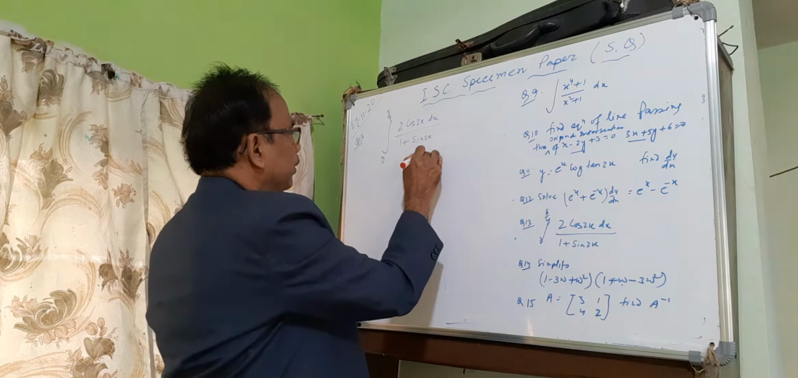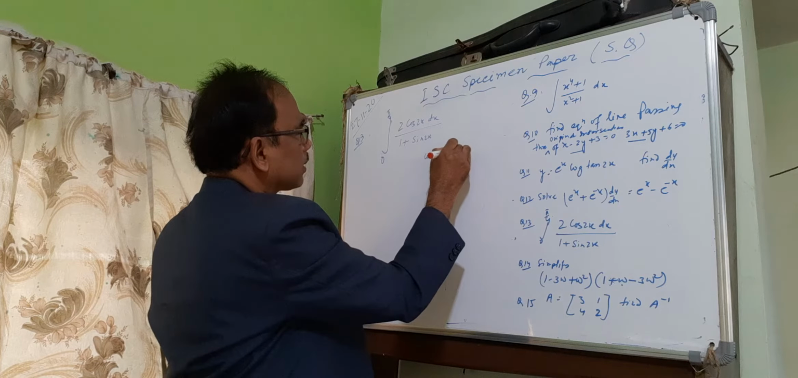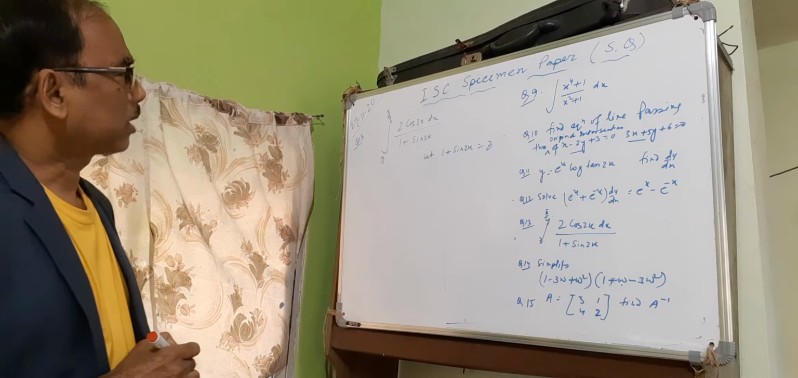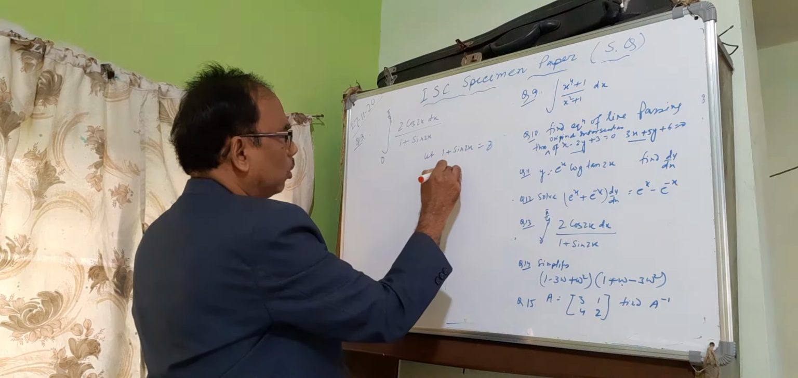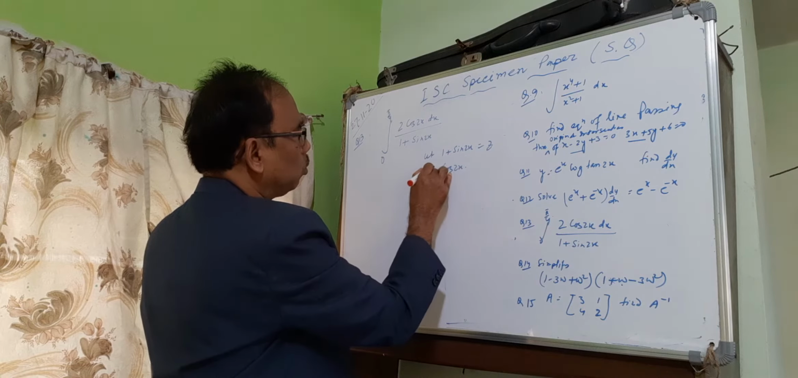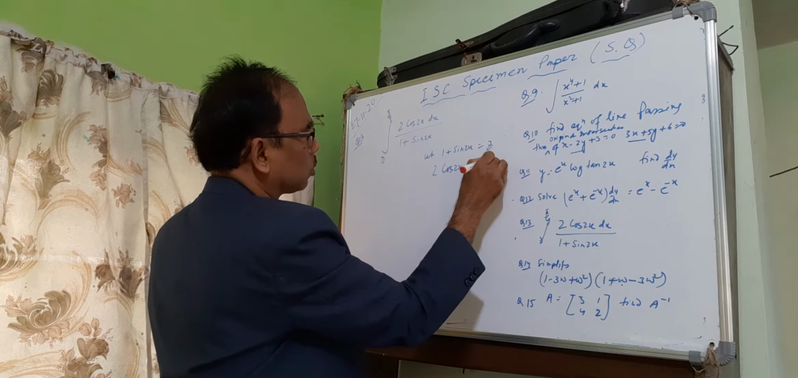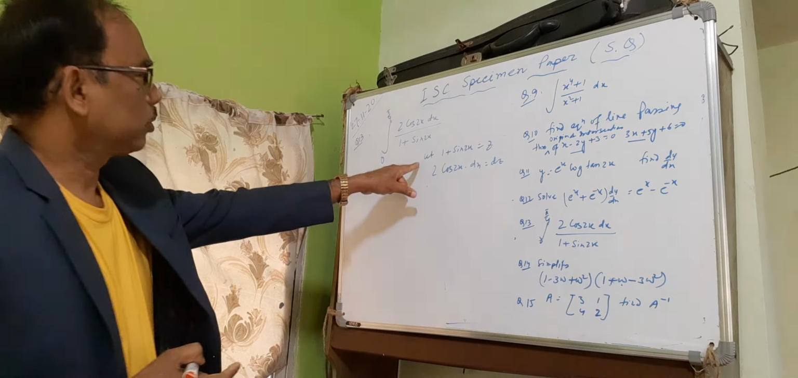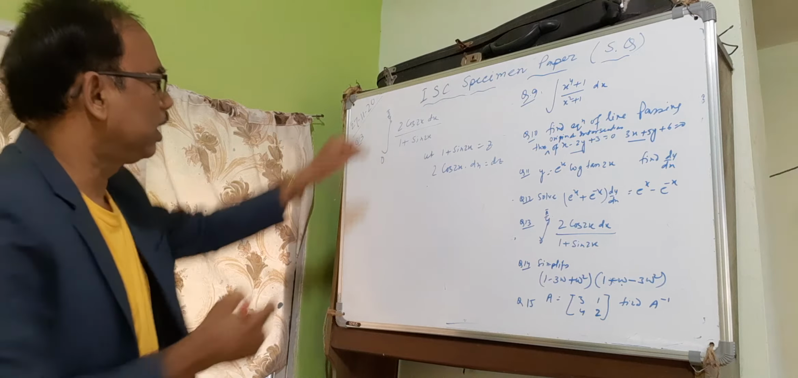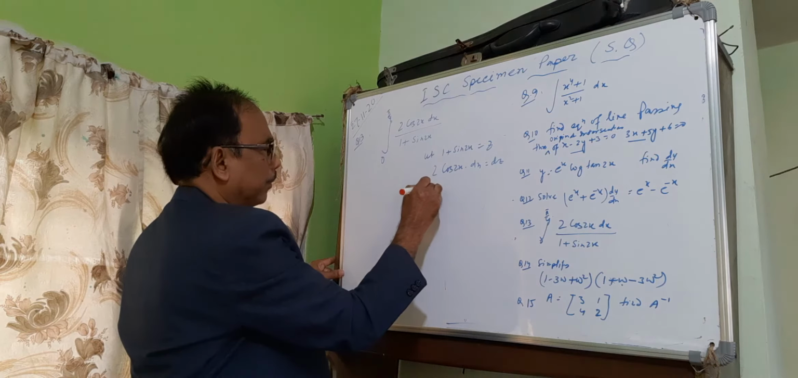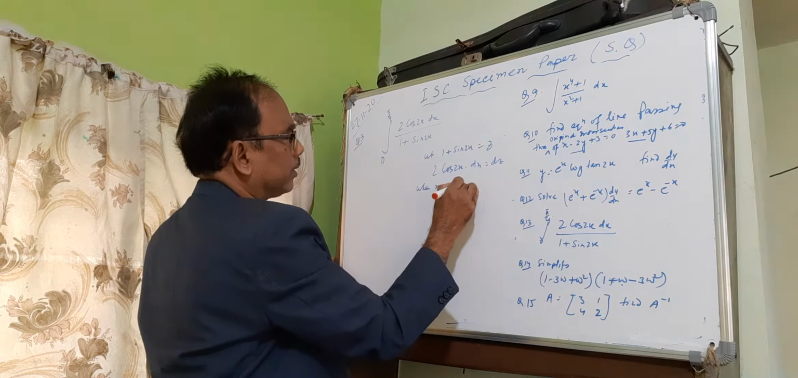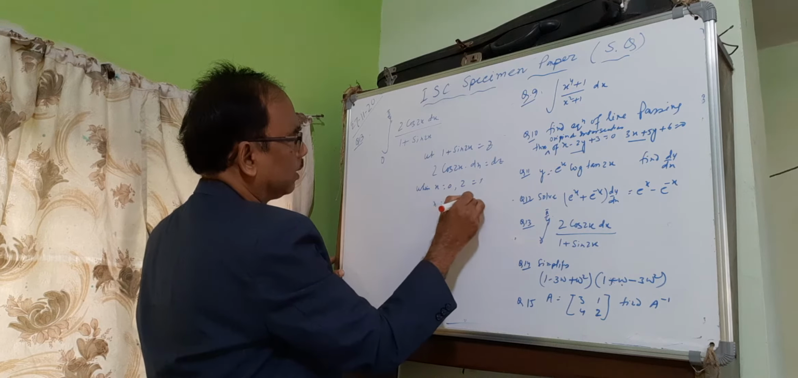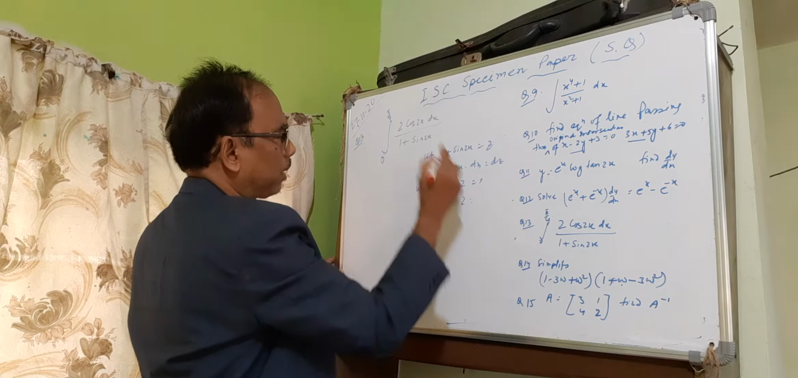Here, let 1 plus sin 2x equal z. Then differentiating, cos 2x into 2 dx equals dz. You got the numerator. Now, as it is substitution, you have to change the limit. When x equals 0, z equals 1, and when x equals pi by 4, sin 2 into pi by 4 is sin pi by 2 is 1, so 1 plus 1, z equals 2.